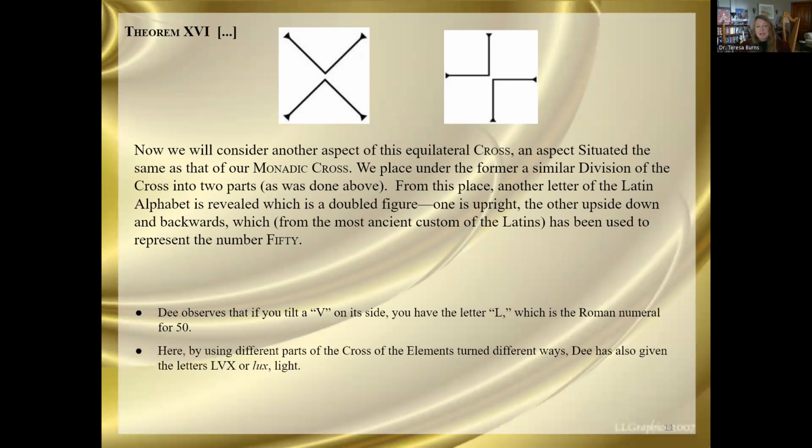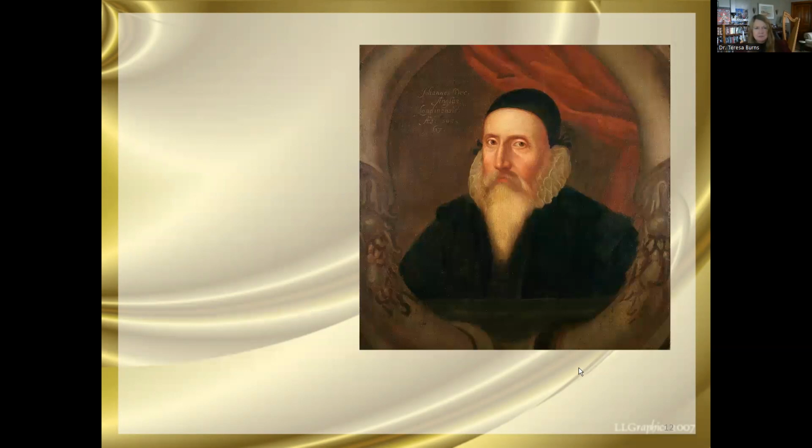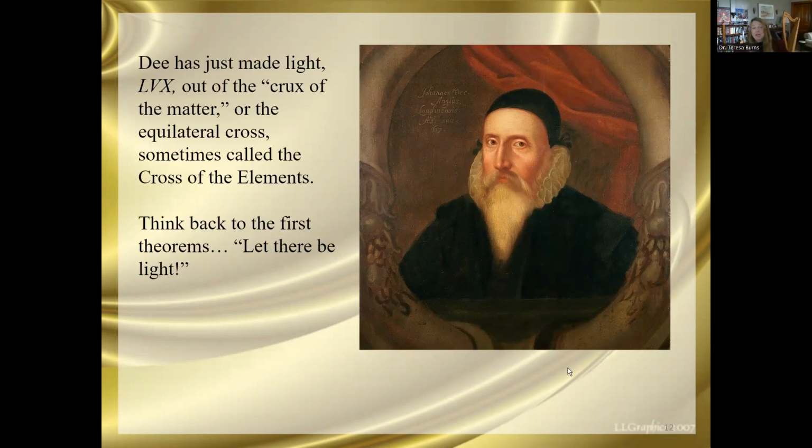So what he's done is, by using different parts of the cross of the elements turned different ways, he's given us the letters LVX, or light, suggesting, of course, that light is the crux of the matter. Divine light as being emanated as emanations of the Sephiroth, as transferred through the receptacle into the world of becoming, or the let there be light of Genesis 1:3, which he began his theorems with.